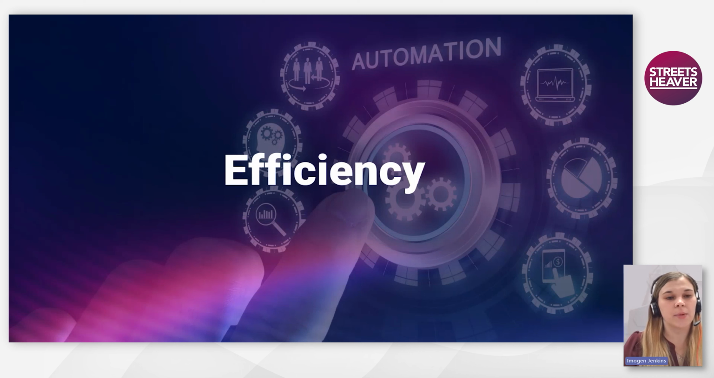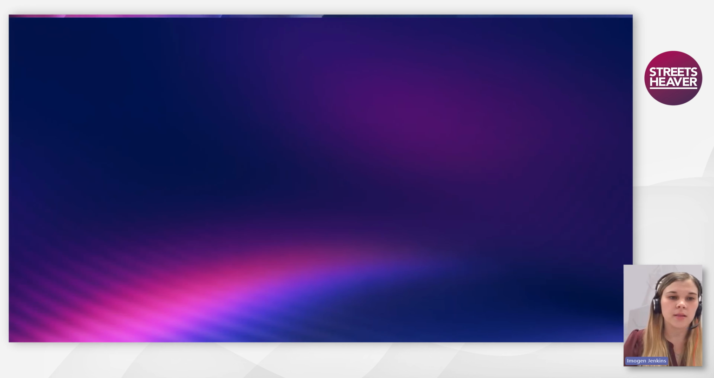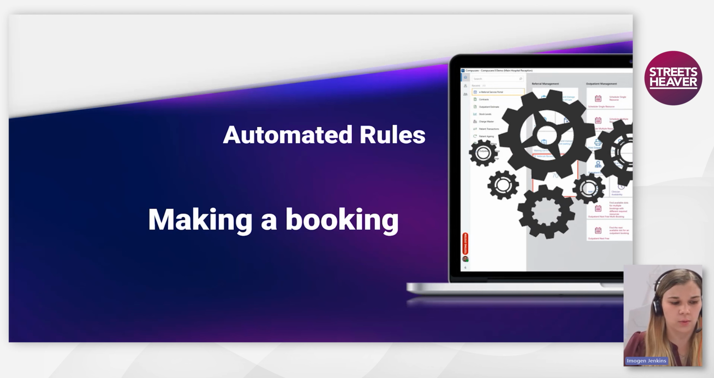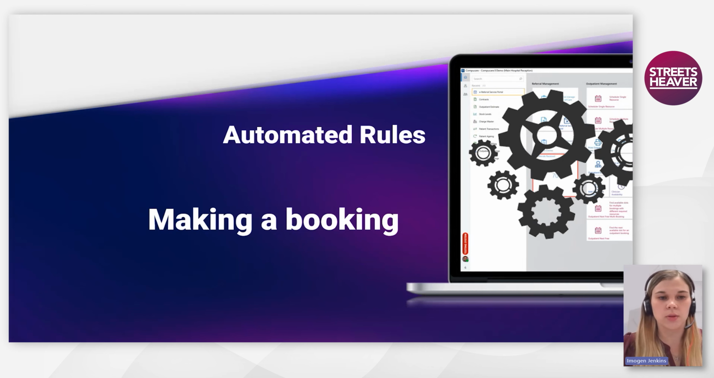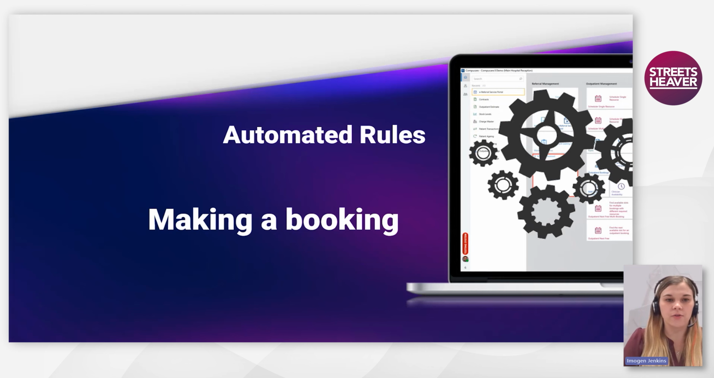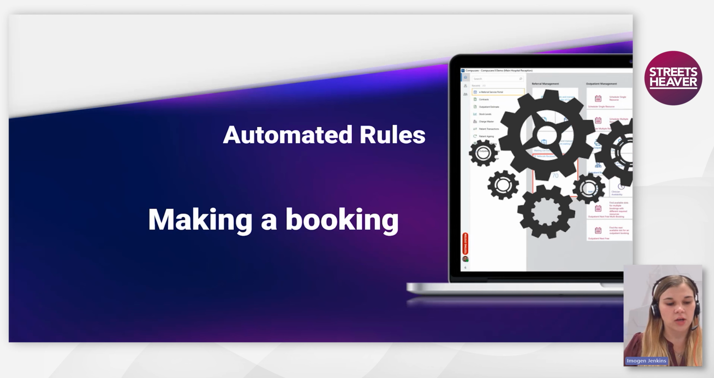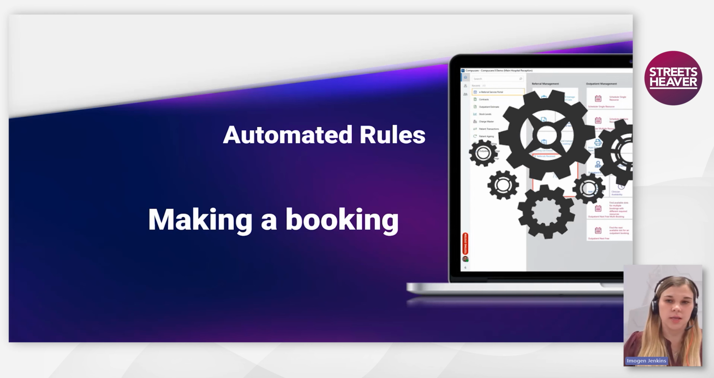So looking at some of the efficiencies and automation changes that we've added to the system. Some of these have been introduced previously in some of the other webinars that we've done, but I just wanted to give a quick overview of some of the changes and also some of the examples of how it actually can work in practice. So we have introduced what we would call automated rules, but essentially what we're trying to do with these is reduce the vast array of configurations that a bookings user may have to remember for various different functions in Compucare.